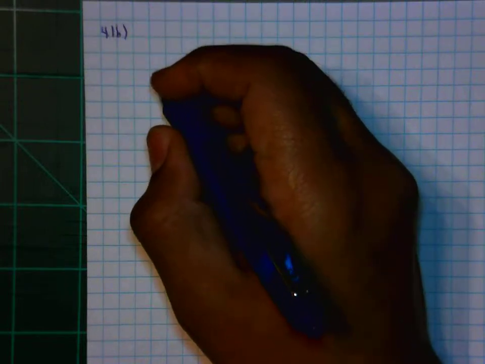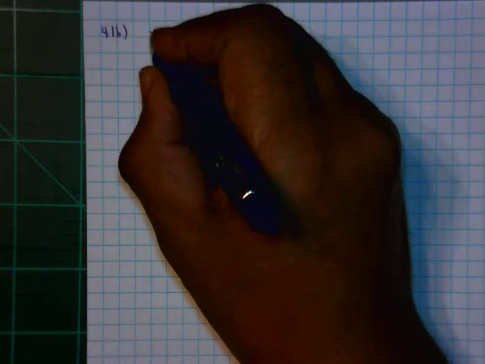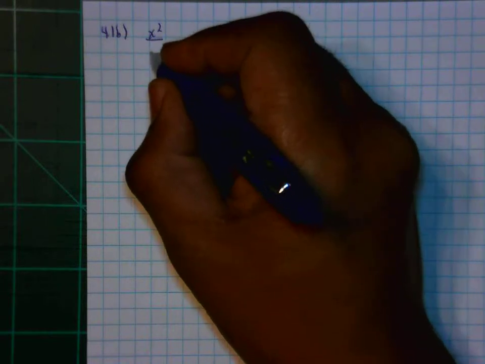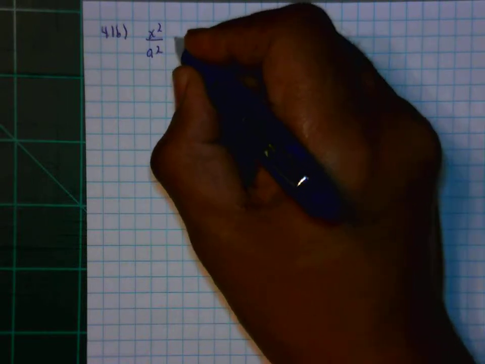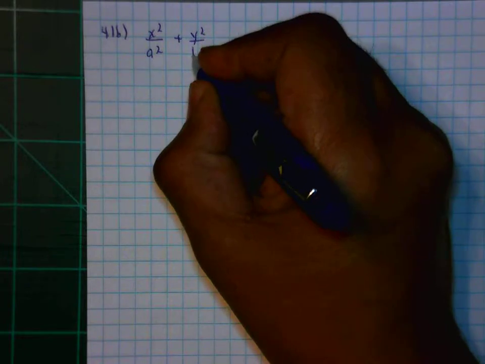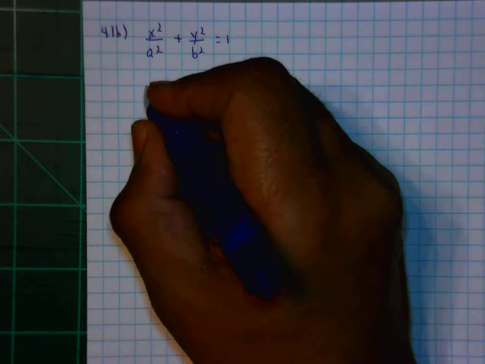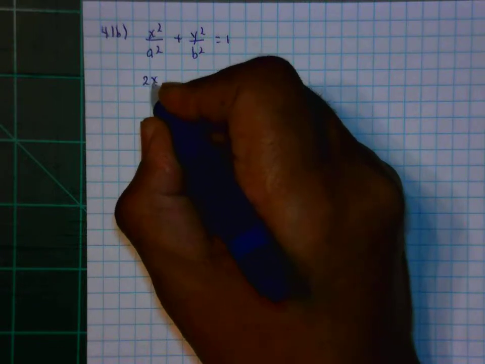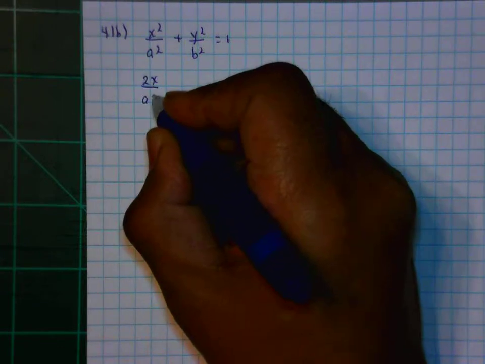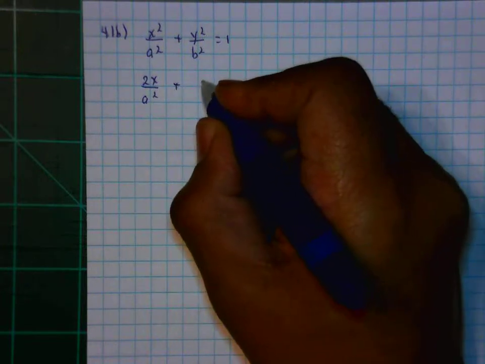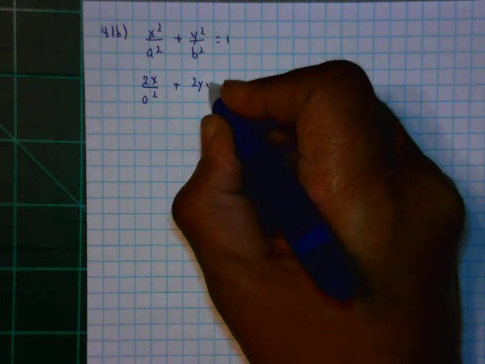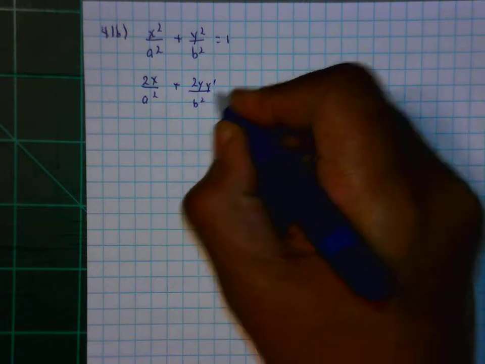So let's start with that. This is number 41B. We're going to start with the equation x squared over a squared plus y squared over b squared equals 1. Now when we find this derivative, we're going to get 2x over a squared plus 2y y prime over b squared equals 0.